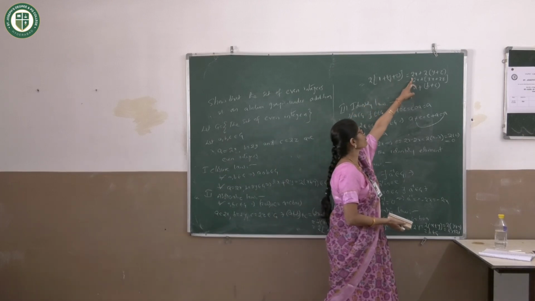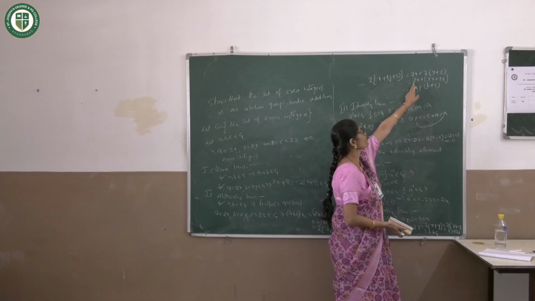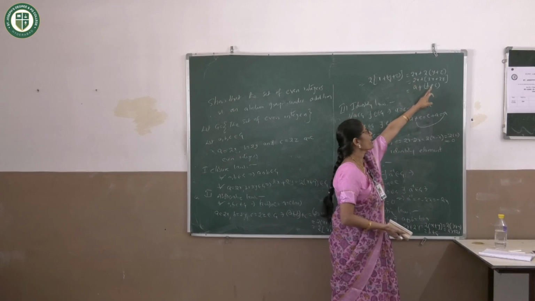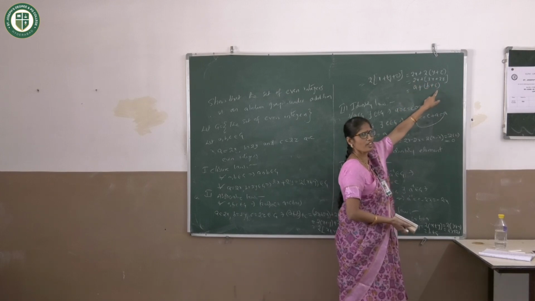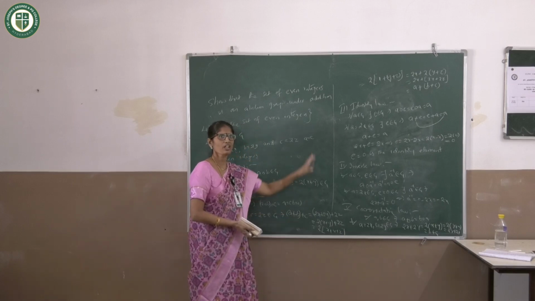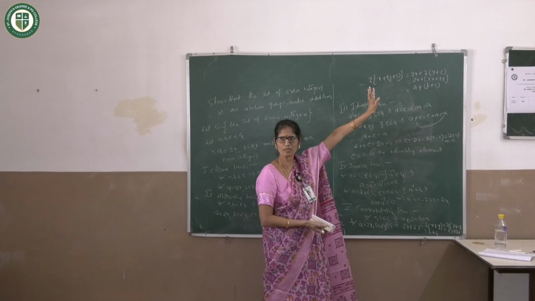Now expand it: 2x plus 2 of y plus z. Again we can write this as 2x plus 2y plus 2z. So 2x is nothing but a, 2y is nothing but b, and 2z is nothing but c. Therefore the LHS, (a plus b) plus c, is equal to a plus (b plus c). So it satisfies the associative property.